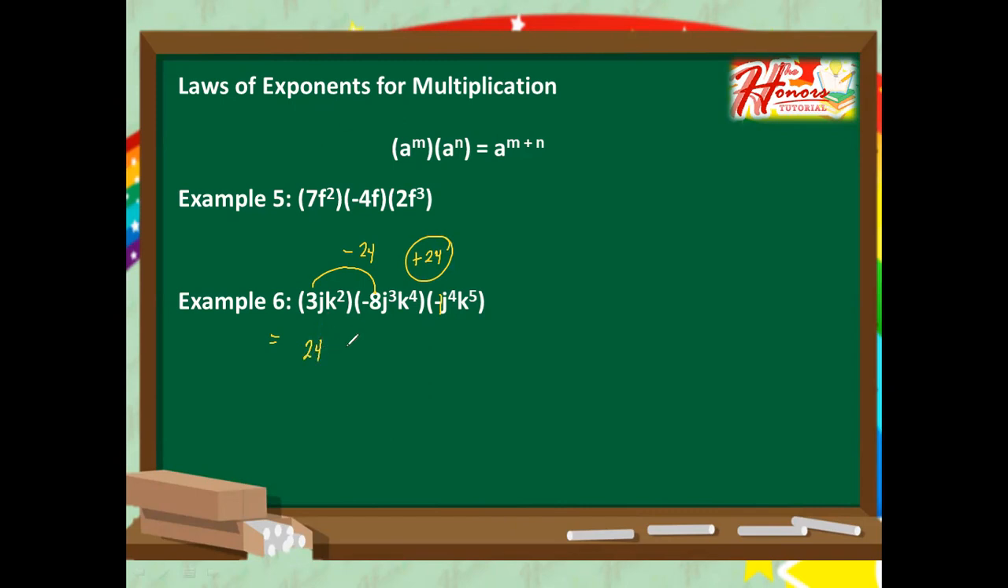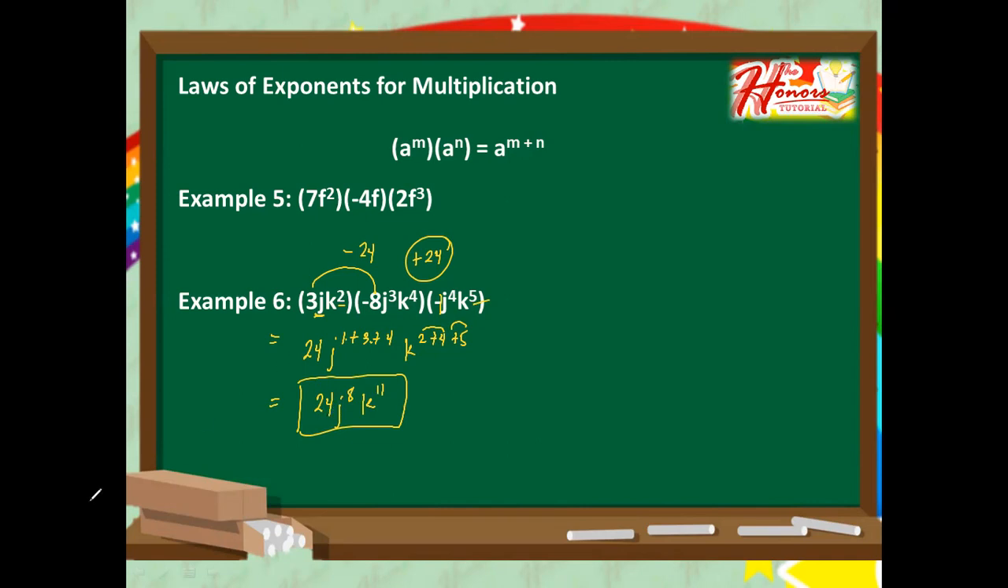How about the letters? Please add the exponents. So we have, let me write it here, j raised to 1 because of this, plus 3 plus 4. How about k? We have 2, 4 plus 4 plus 5. Then let's add. So that is 24j raised to 1 plus 3. It's 4 plus 4. That's 8. K. 2 plus 4, 6 plus 5. That's 11. So the final answer is 24j raised to 8, k raised to 11. So that's the answer.